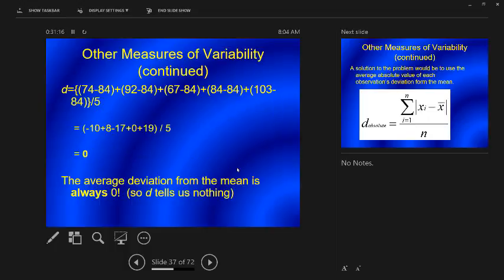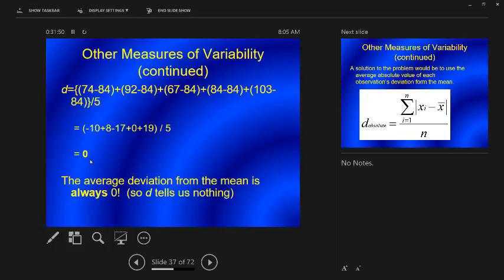If we apply Joe's D statistic, the first value is 74. So 74 minus the mean, 84, is negative 10. The next value is 92. So 92 minus the mean of 84 is 8, etc. 67 minus 84 is negative 17. One of the values was 84, the mean, so that difference is 0. And then the last one was 103. So 103 minus 84 was 19. So here are my 5 differences from the mean. Divide by 5 because that was the sample size. So now I get the average difference from the mean.